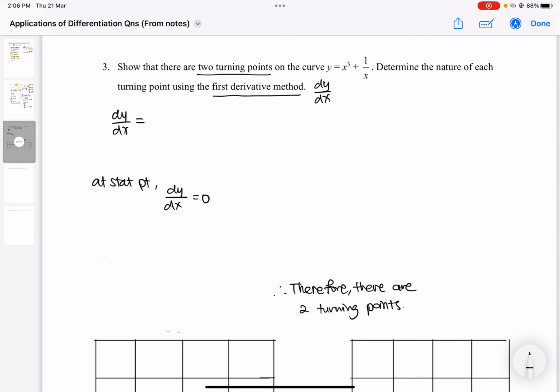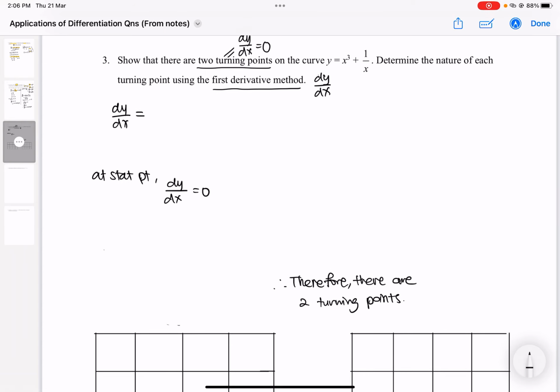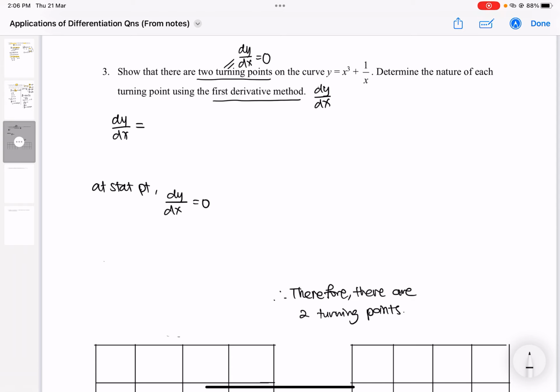Now, in order to show that there are two turning points, or stationary points, which are points where the gradient is equal to 0, we need to find dy dx, equate it to 0, and show that there are two possible answers. Let us do the differentiation. Differentiating x cubed gives us 3x squared. 1 over x can be written as x power negative 1, so I'll bring the power down, power decrease by 1. This gives us the gradient function.